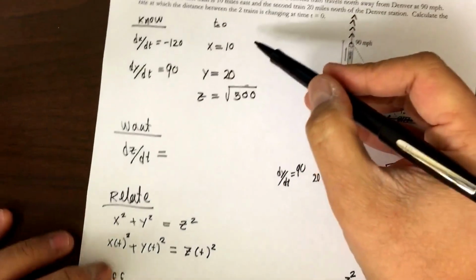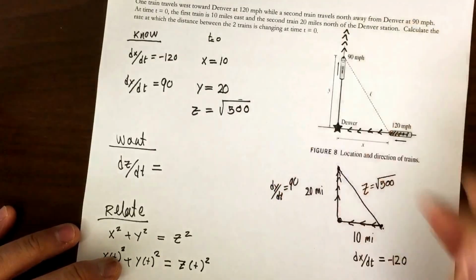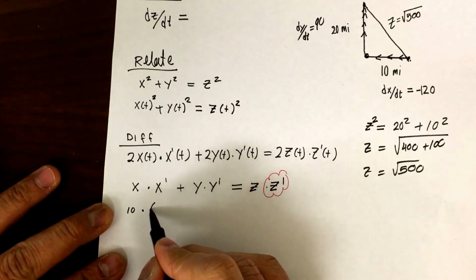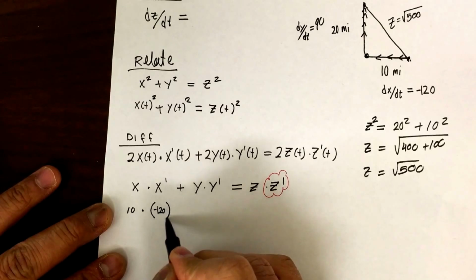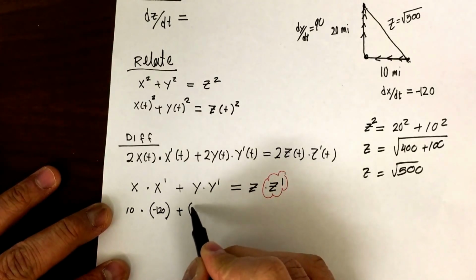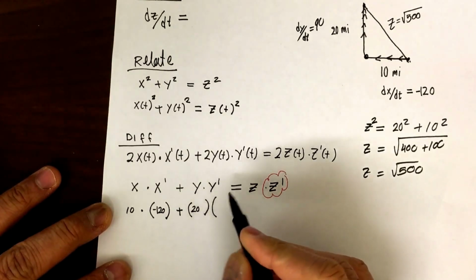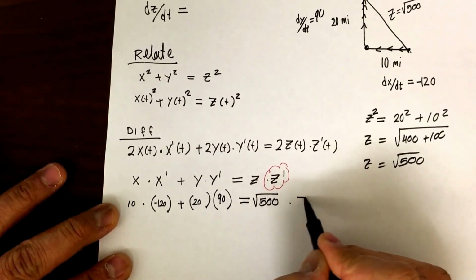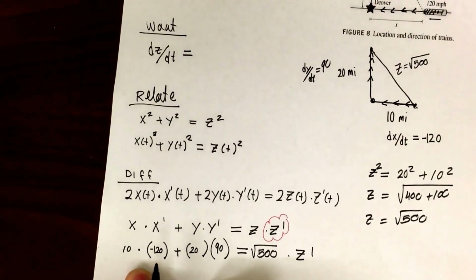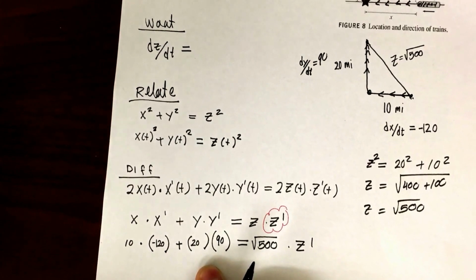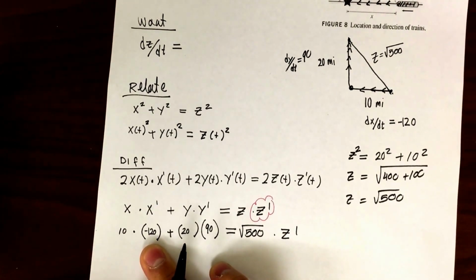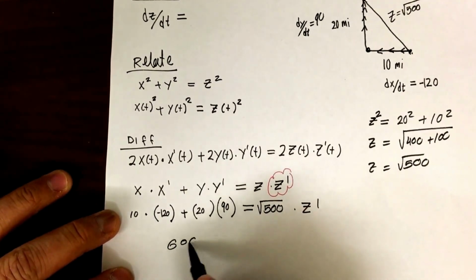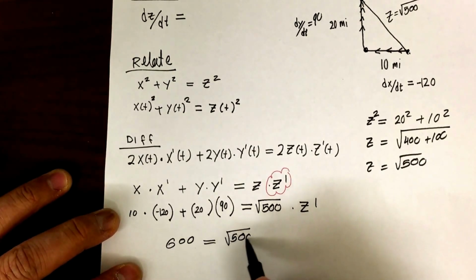What we know is that x equals 10 and y equals 20 and z equals the square root of 500. So 10 times, we also know that the speed at which the train is coming toward Denver is negative 120. We know that y is 20. We know that the speed of the second train going away is 90. We found out that z is the square root of 500. And here's our z prime. Okay, so multiply those together and then combine. So we're looking at negative 1200, adding that to 1800 brings us to 600 equals the square root of 500 times z prime.